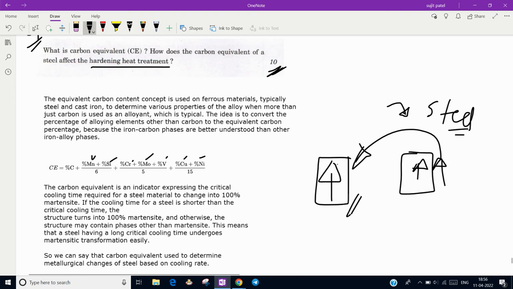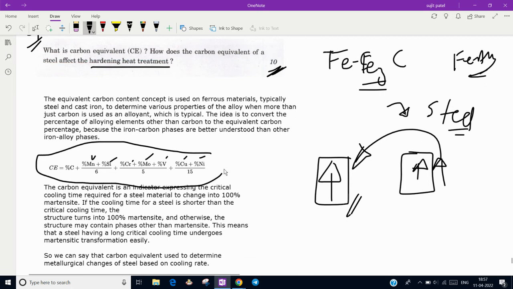So why are we doing this kind of thing? Because the iron carbon diagram, it is not iron carbon but the iron carbide diagram, Fe-Fe3C diagram, is easy to understand and easy to evaluate for calculation purposes, other than the iron and alloying element diagram. So that's why we are doing this. And this is the equation of carbon equivalent. It's not necessary to remember this, but if you can remember, then it's well and good for you.